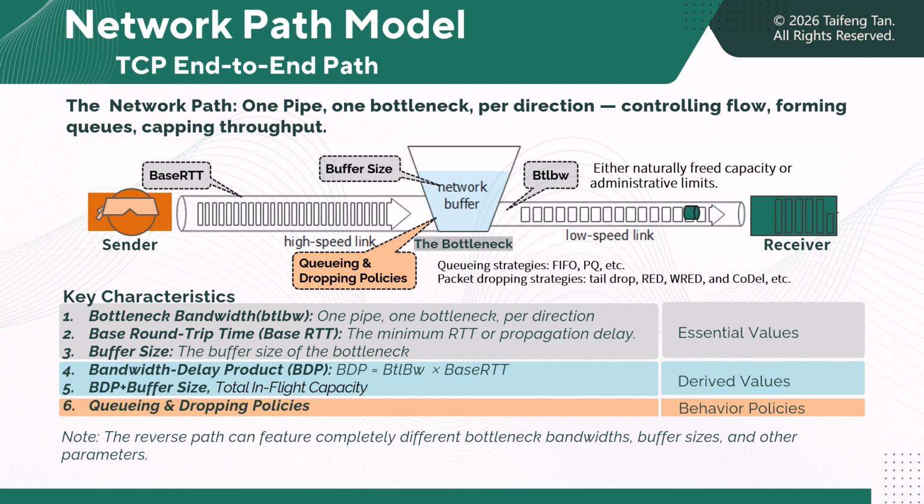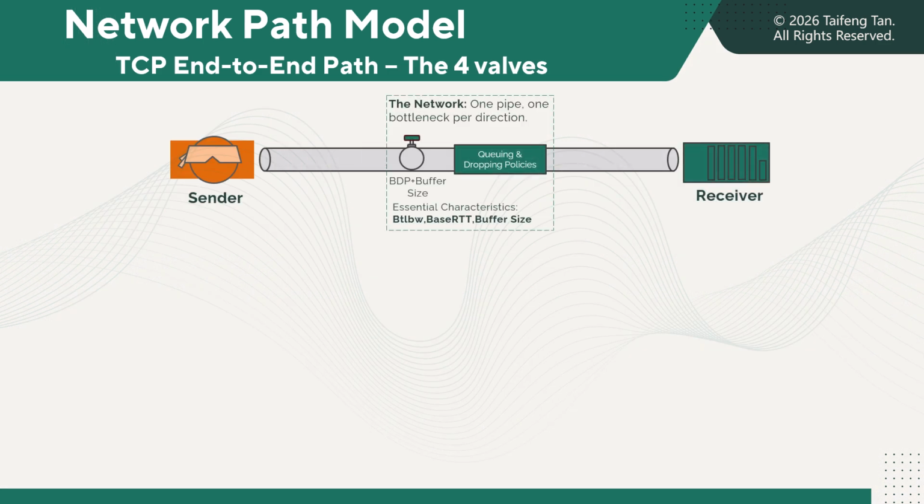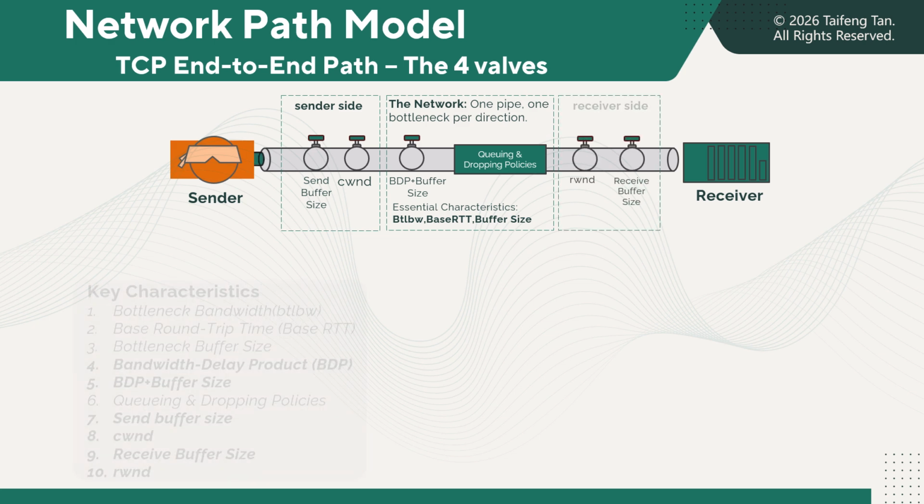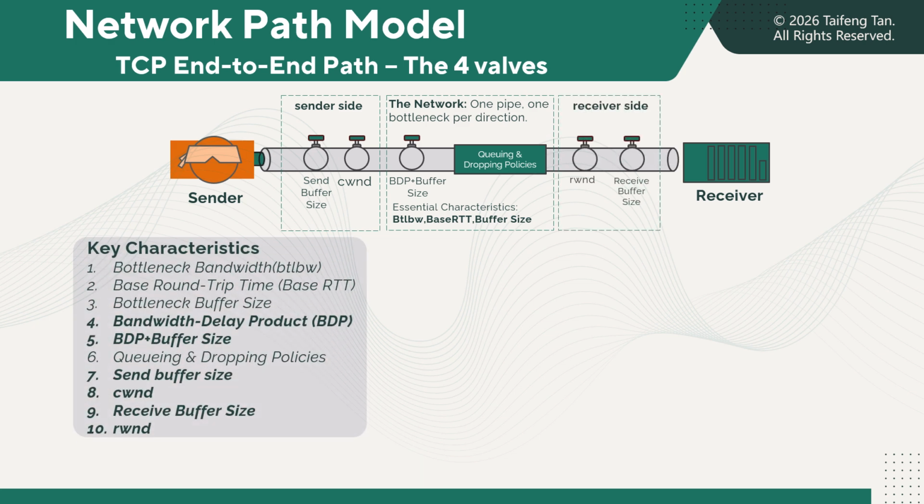Next, let's zoom out to look at the complete picture, the TCP end-to-end path. In end-to-end transmission, performance isn't just influenced by the network itself. It's also constrained by limits at both the sender and the receiver. So a TCP connection is constrained by three types of limits: sender-side limits, receiver-side limits, and network path limits. Together, they determine how much data can exist in flight at any moment.